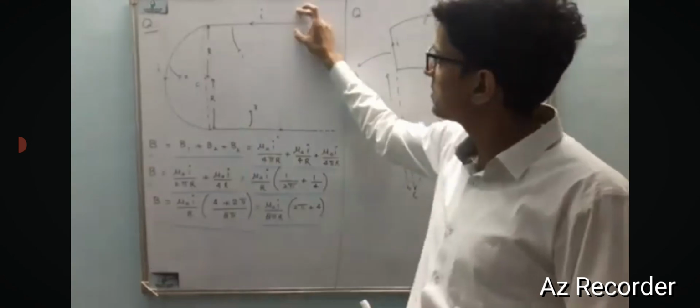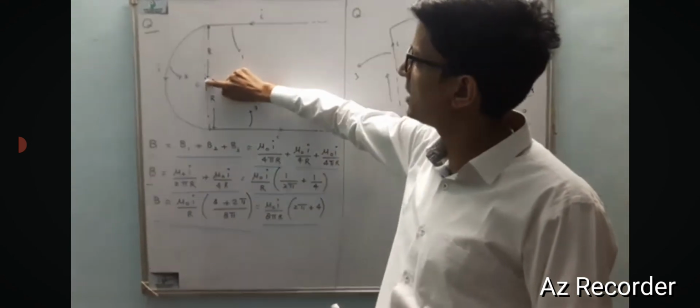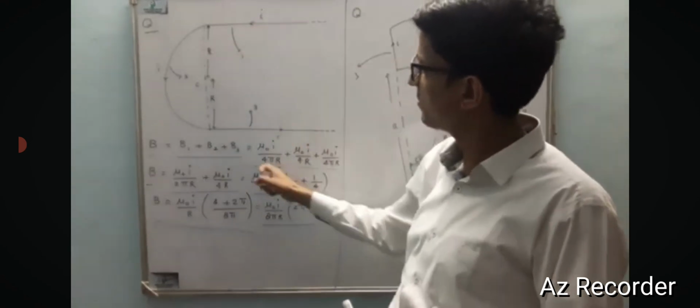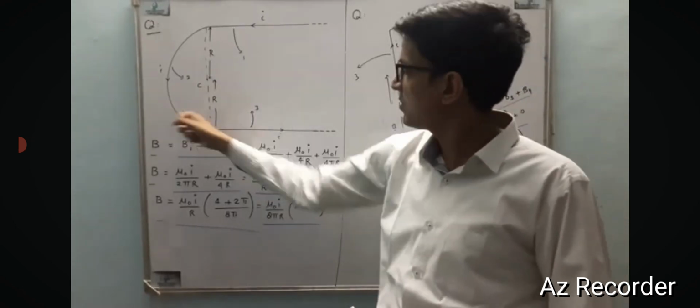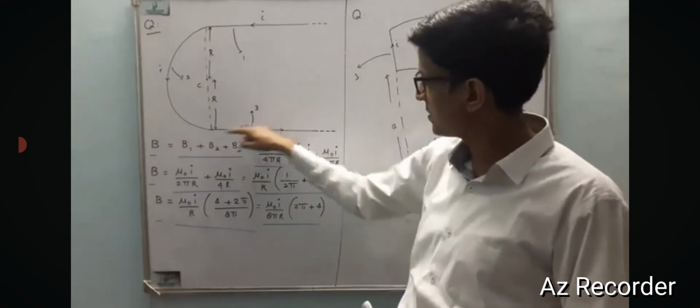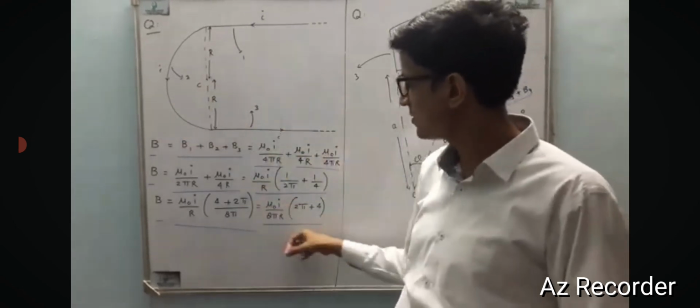So this is a semi-infinite wire. At this point, the magnetic field due to the semi-infinite wire will be mu naught I by 4 pi r. Due to this, it will be mu naught I by 4 r, and due to this, it will be mu naught I by 4 pi r. Adding all this, we have this result.